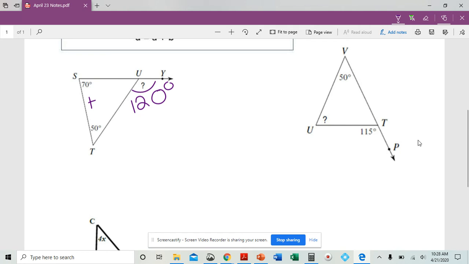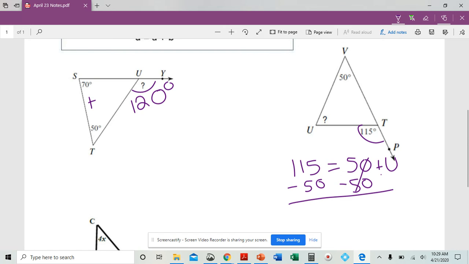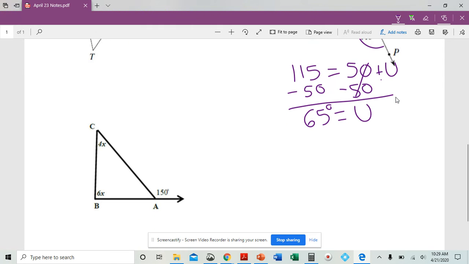So if we know that this exterior angle right here of PTU is 115 degrees, we can work backwards and know that it's going to be the sum of angle V, which is 50, and angle U. We don't know angle U yet, so we're going to write this equation and solve for U. And we're going to be able to see that it's going to be 65 degrees because 65 plus 50 gives us that 115.